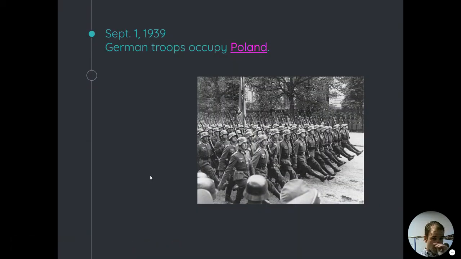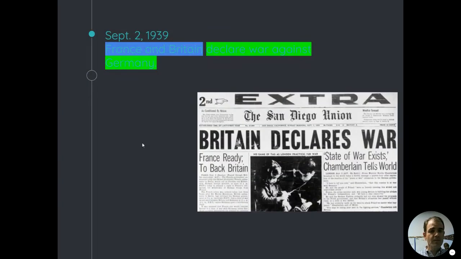And then Germany, on September 1st, 1939, German troops occupied Poland. So they moved from Czechoslovakia right into Poland. And at that point, France and Britain declare war against Germany.